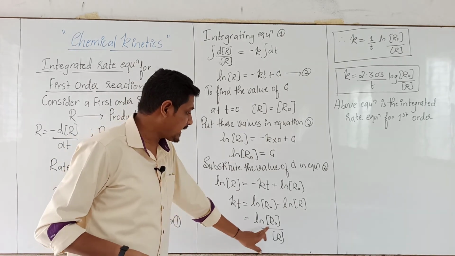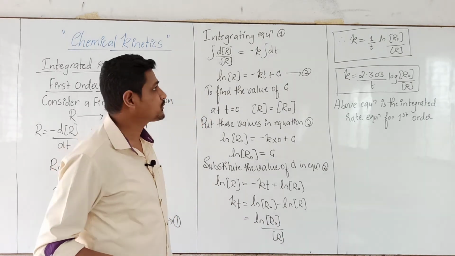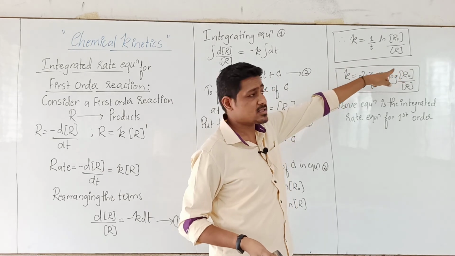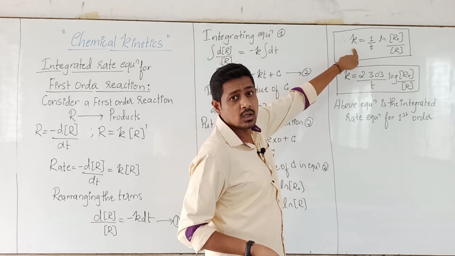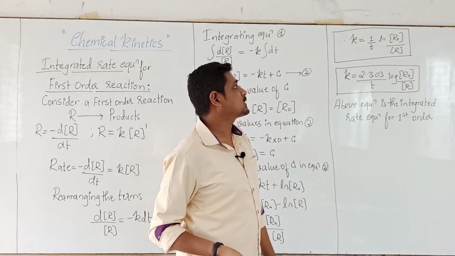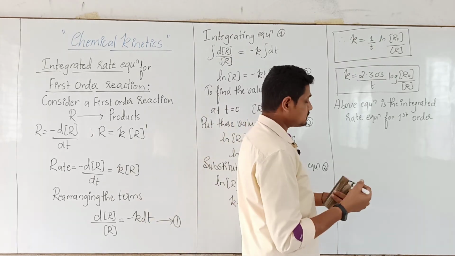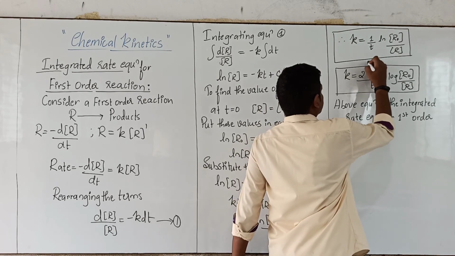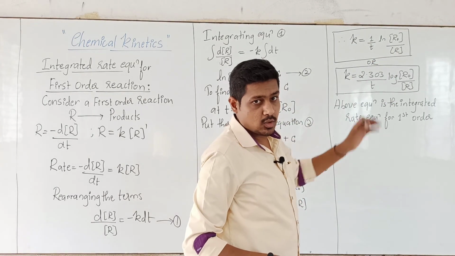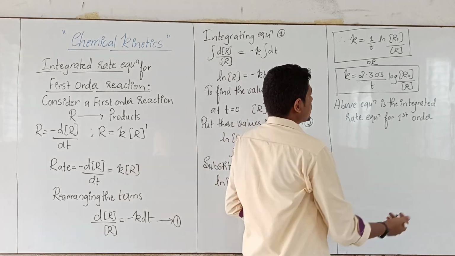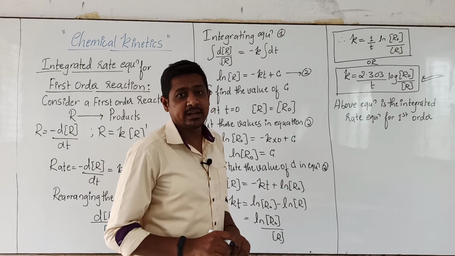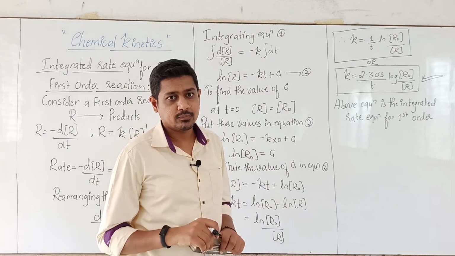Or kt is equal to ln of r naught upon r. Okay, so again time I have taken on the RHS side. So k is equal to, k means rate constant, is equal to 1 upon t into ln of r naught by r. Again, what we have done, we have converted that natural log into logarithm to the base of 10. So when we convert, this is the integrated rate equation for the first order.